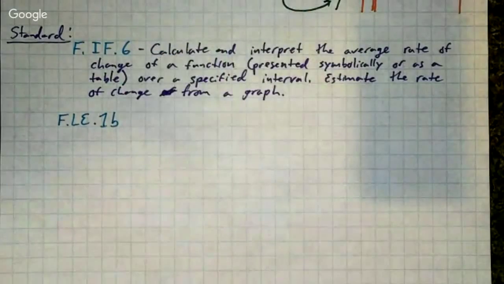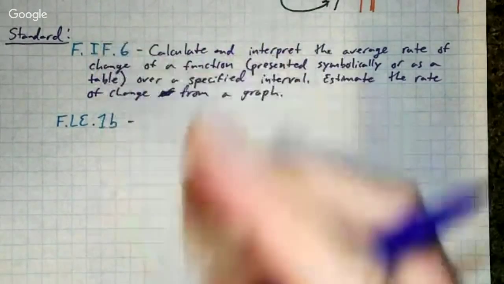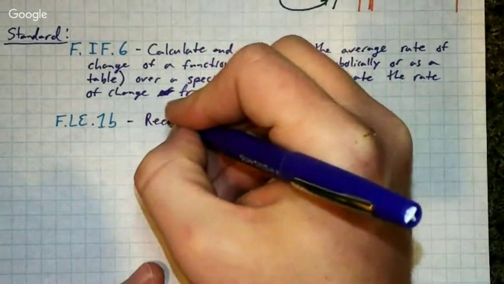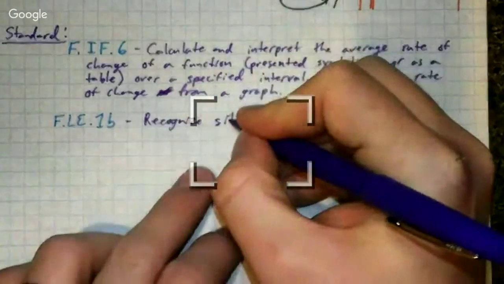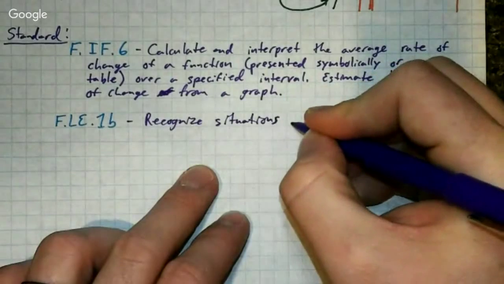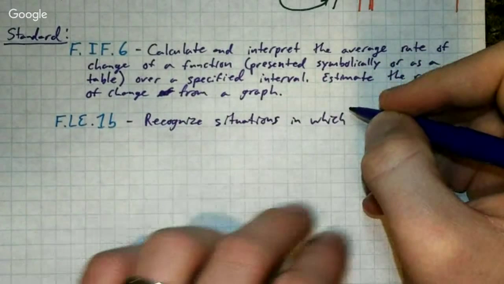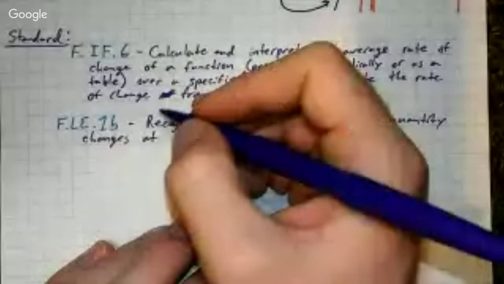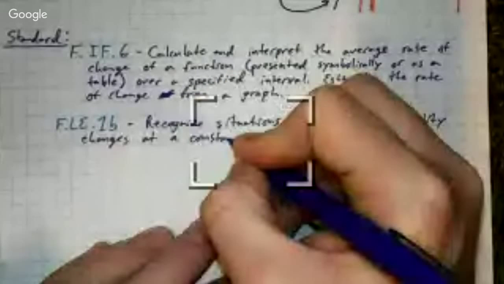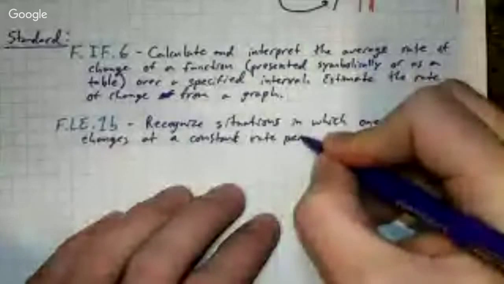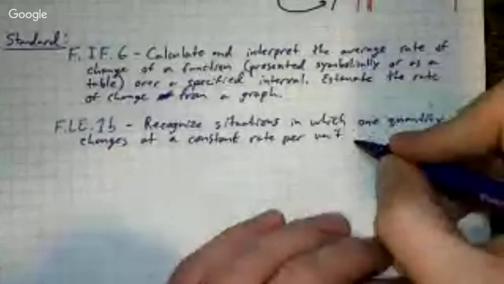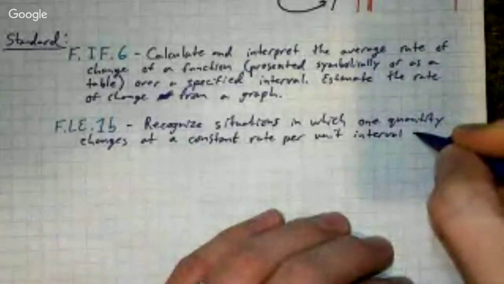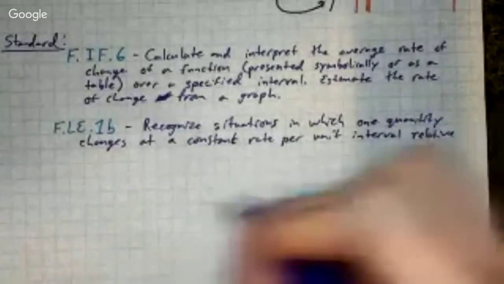F.LE.1b. And this standard, a little shorter, states that we need to recognize situations in which one quantity changes at a constant rate per unit interval relative to another.